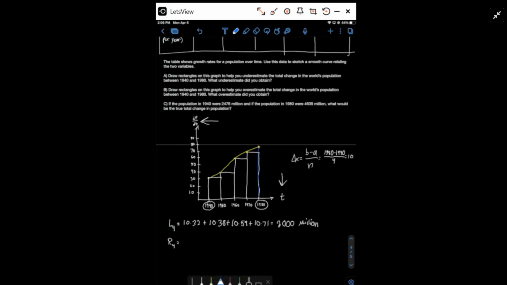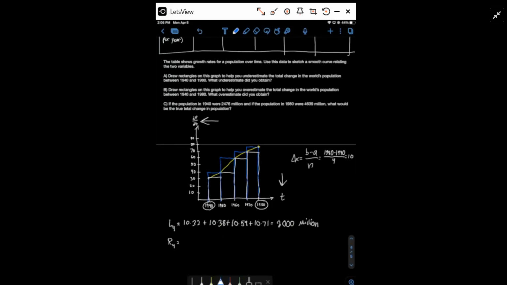So we're going to start from this blue dot right here, connect the rectangles like this. And this time, whenever we add the base times the height, it's going to be more than the curve. So this is going to give us an overestimate.